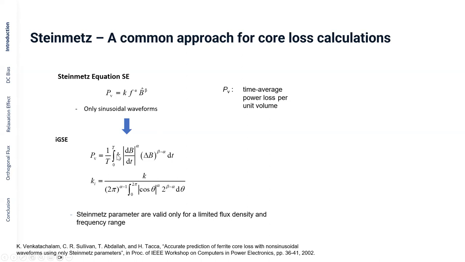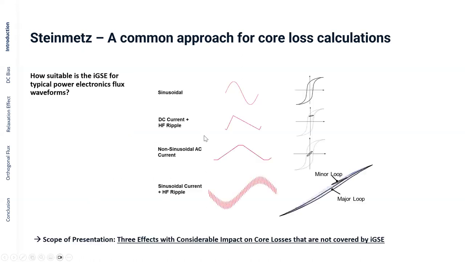The parameters are again alpha, beta, and k. ki has to be calculated as a function of k and the other parameters. If you put a sinusoidal waveform into this equation, you end up here. So these are the basics about core loss modeling. Now the question we asked ourselves is, how suitable is this improved generalized Steinmetz equation for typical power electronics flux waveforms?